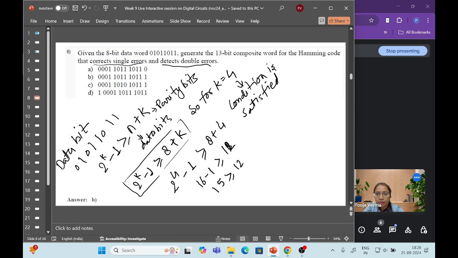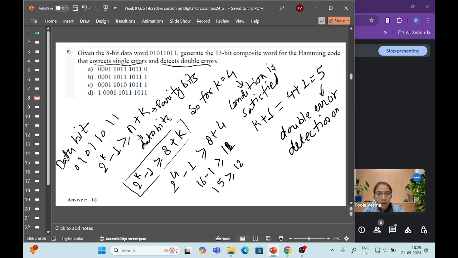So here already we know that we can add 4 parity bits to the data bits. But here we need to detect the double error. So in that we need to add one extra parity bit to the existing parity bits. So 4 plus 1 is equal to 5, for double error detection and single error correction.